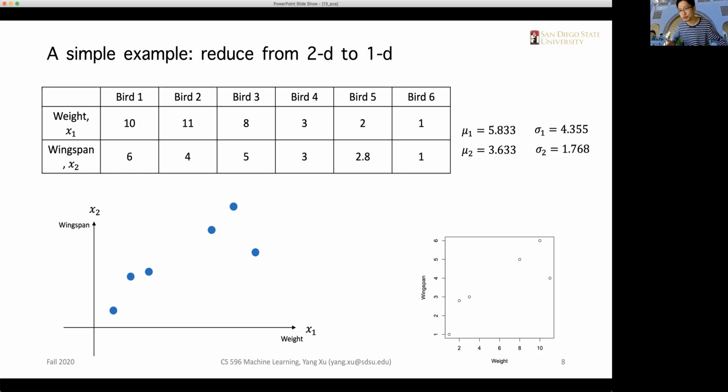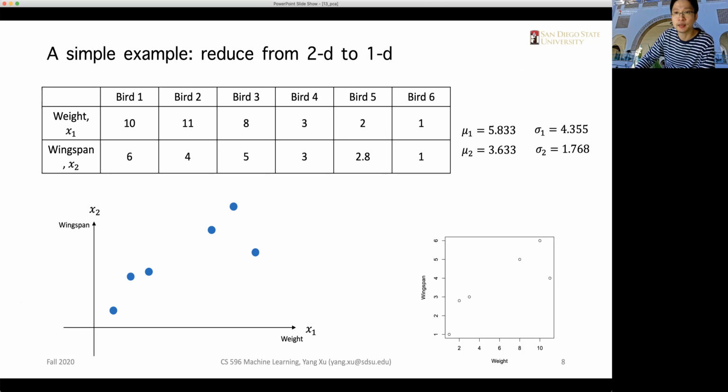Although in practice we usually don't need to reduce to under two dimensions. Usually the goal is to reduce from a higher dimension space to a 2D space. But here, in order to illustrate how the procedure goes, we use the example of reducing from 2D to 1D.